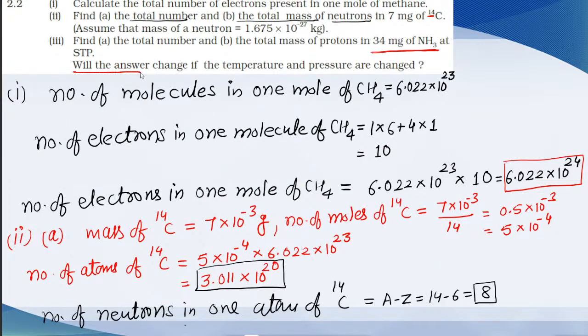Next question: will the answer change if the temperature and pressure are changed? So tell me, beta, if we change the temperature and pressure, will there be any change in the answer?